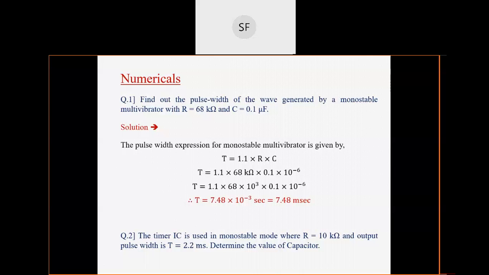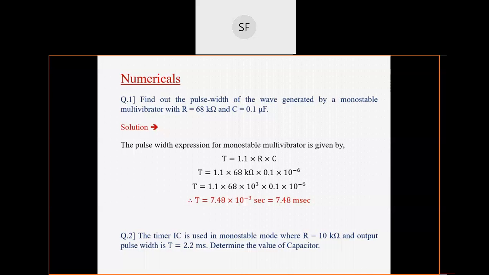Or in other words, if you write in terms of 10 to the power minus 6, as microfarad, then the value of the capacitor will be 0.2 microfarad. 0.2 microfarad. You can just note this answer and verify one more time.